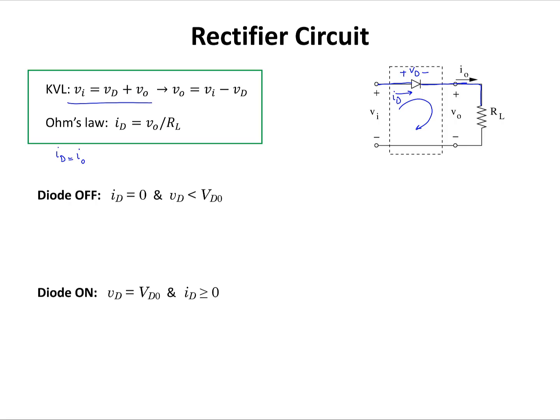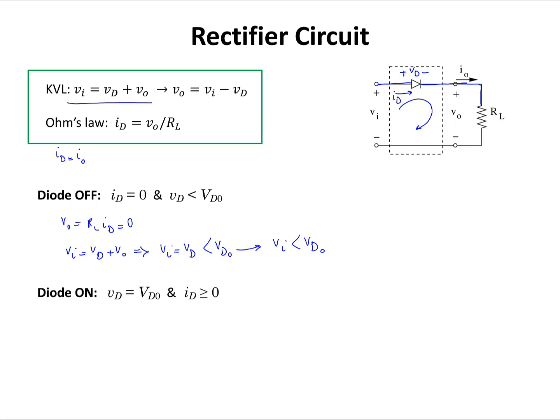When the diode is off, using the piecewise linear model, I know that Id is equal to 0 and Vd is less than Vd naught. As a result, Vout is going to be equal to RL multiplied by Id, which is going to give me 0. So output voltage is 0. In addition, Vi equals Vd plus Vout. Vout is 0. As a result, Vi equals Vd. And I know that Vd is less than Vd naught. From there, I know that Vi must be less than Vd naught for this condition to be valid. So when Vi is less than Vd naught, Vout is going to be equal to 0.